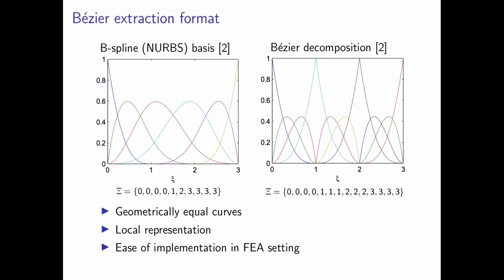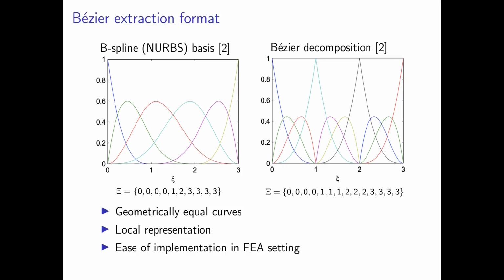To avoid that, the Bezier extraction format is used. The Bezier extraction operator decomposes a set of NURBS basis functions into Bernstein polynomials. The Bernstein polynomials are formed by a knot vector with no inner values. The use of Bezier basis functions allows us to construct curves that are geometrically equal to those constructed with a B-spline basis, but the support of Bezier basis functions is localized to a single knot interval, which allows for a much easier integration of NURBS in the FEA setting.